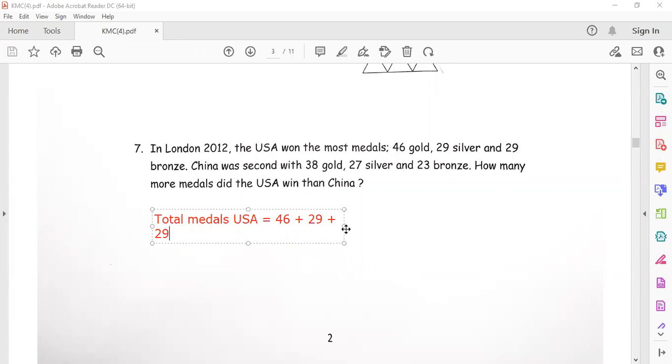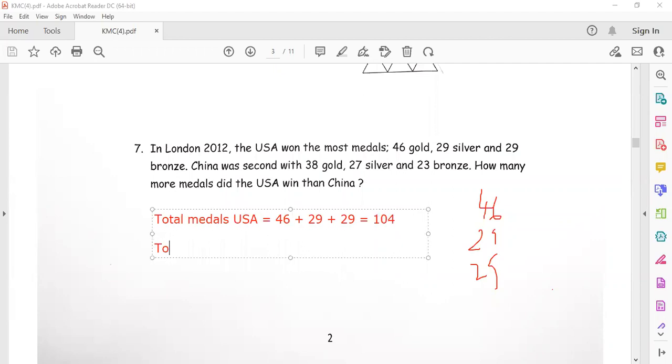Now, sadly, you can't use your calculators at this age, so you would have to work out your standard written method. So you can calculate mentally, or you could use your standard written method. I hope you guys know what standard written method is, 46, 29, 29, you write it out, or you can do a mental calculation. Here you will end up with the answer 104. Okay, that's for the US.